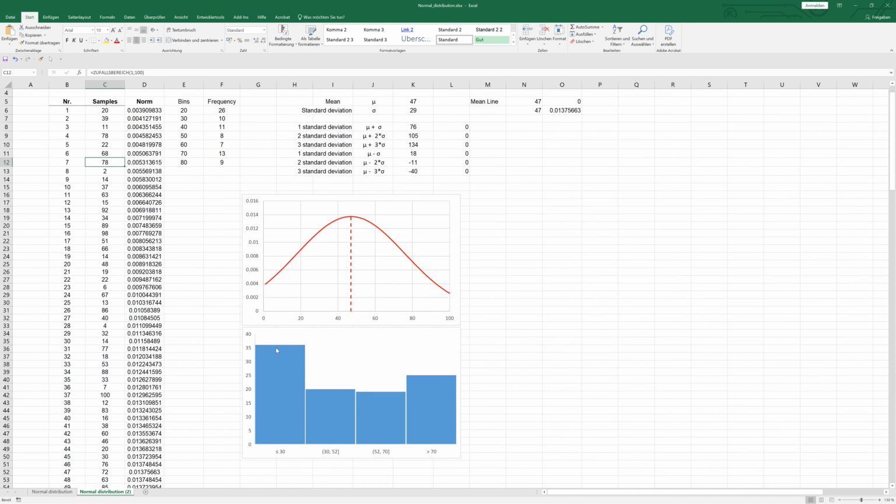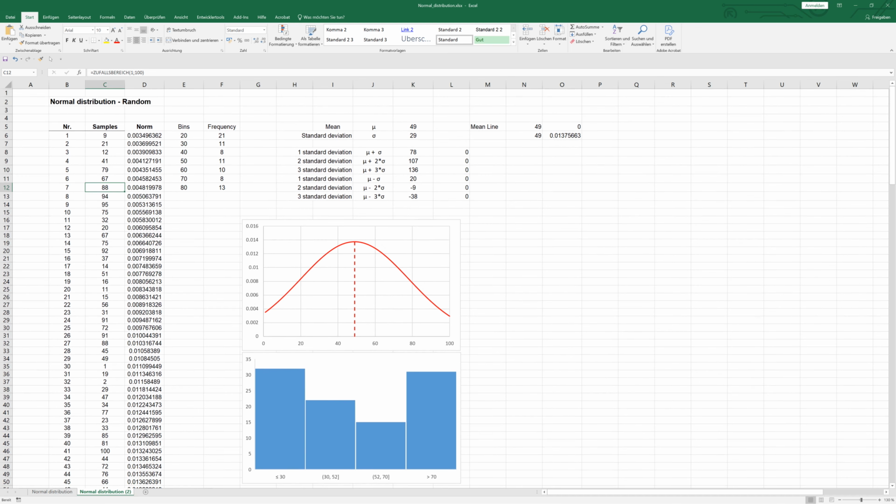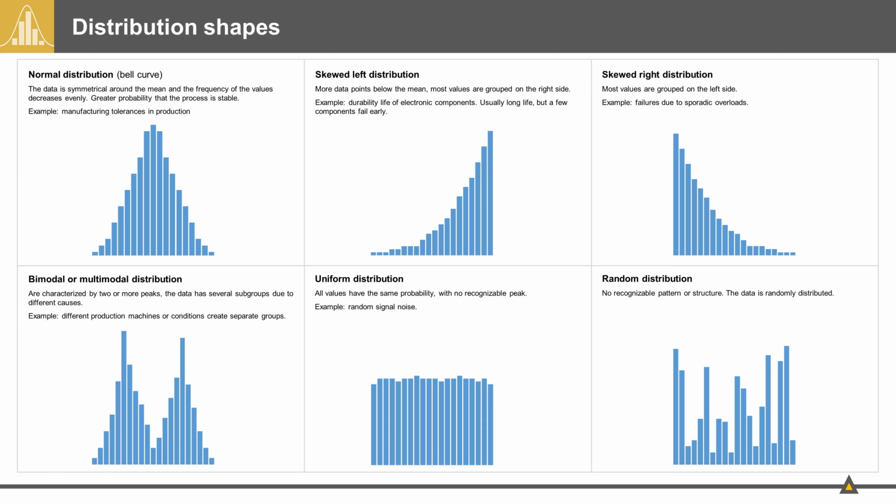In a real process, we do not only have a normal distribution of data. We can make statements or estimations about the process by evaluating the distributions. Normal distribution has a bell shape, the data is symmetrical around the mean, and the frequency of the values decreases evenly. This process is stable. An example is manufacturing tolerance in production, maybe.